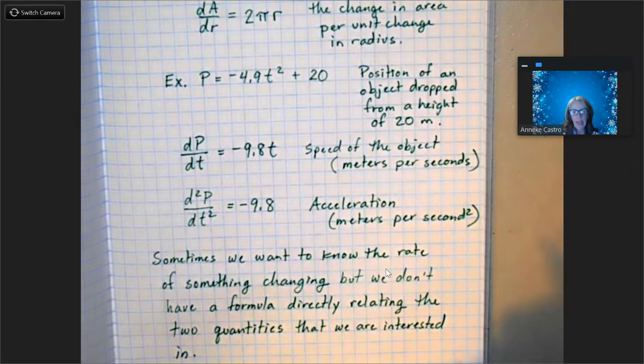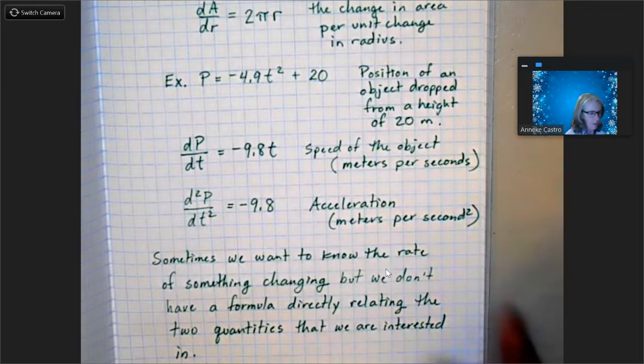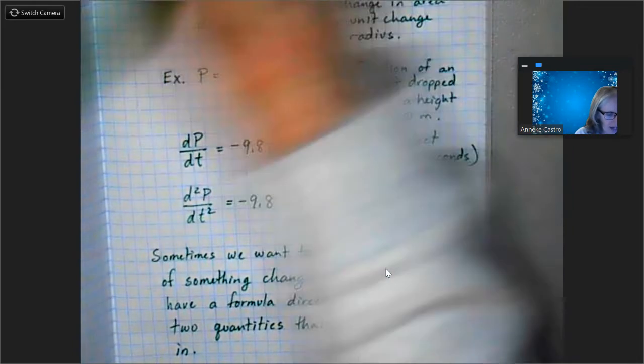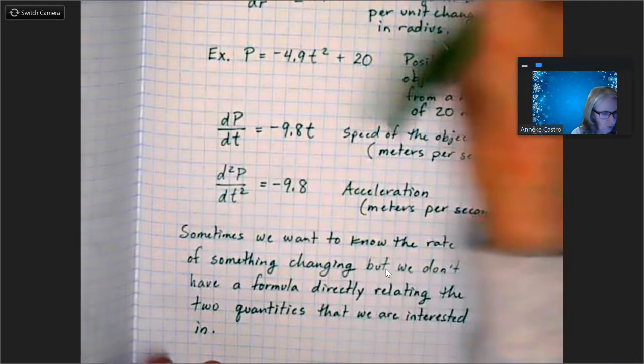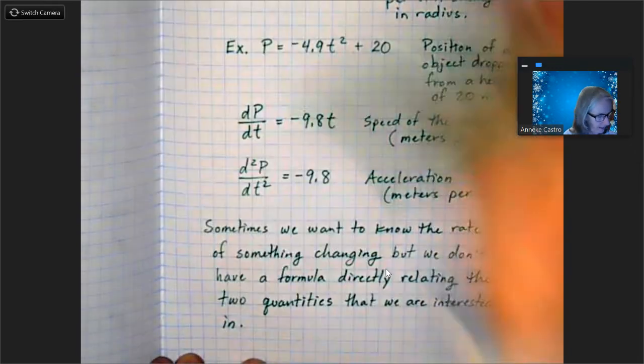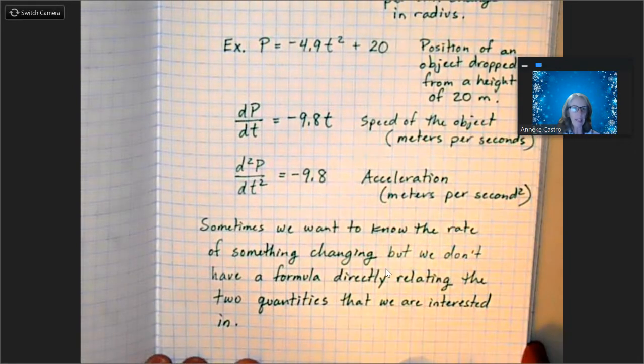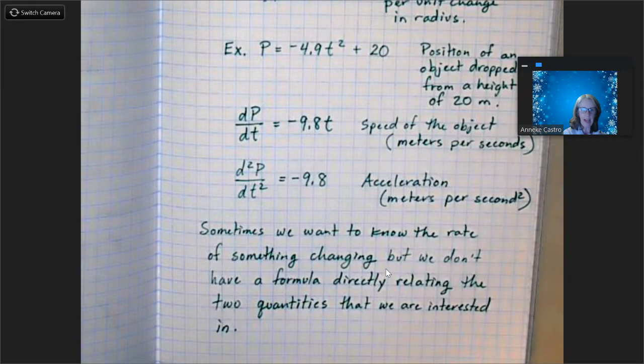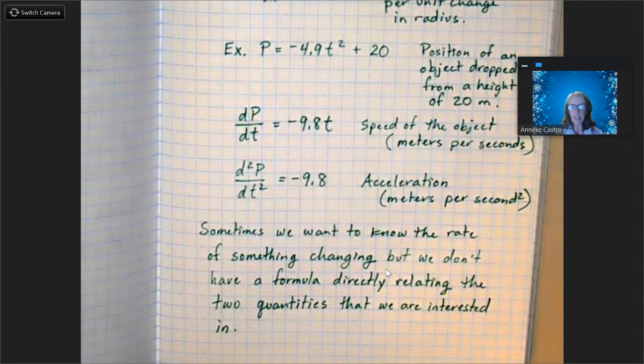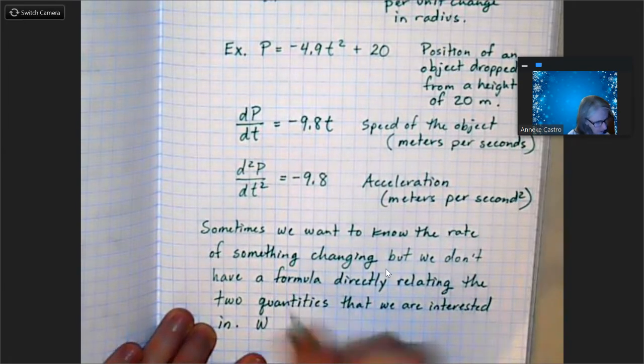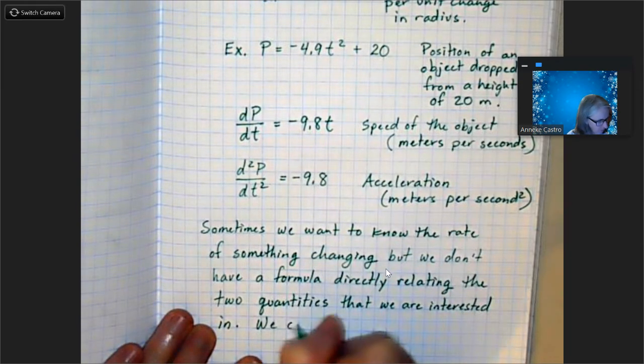Okay, so if we need to find the rate of something changing in regards to something else, but we don't have a formula that directly relates those two quantities, what we can do is we can take two formulas, one that has one of the quantities that we're interested in and another formula that has the other quantity we're interested in, and we can use the chain rule to put these together. Okay, so we can use the chain rule to put two different equations together.